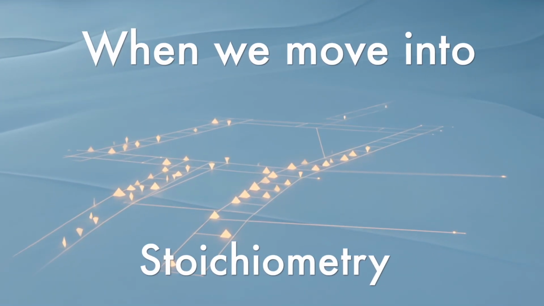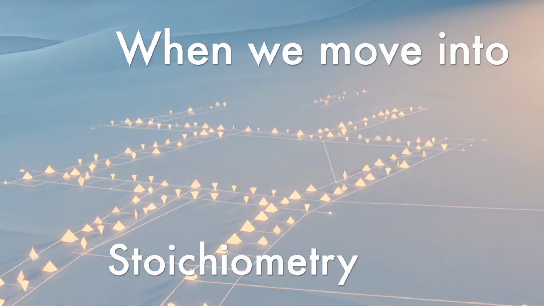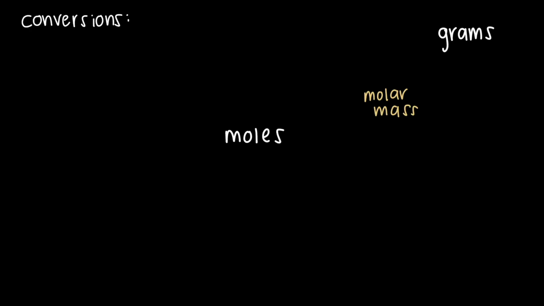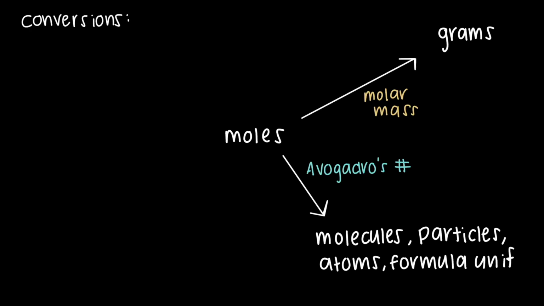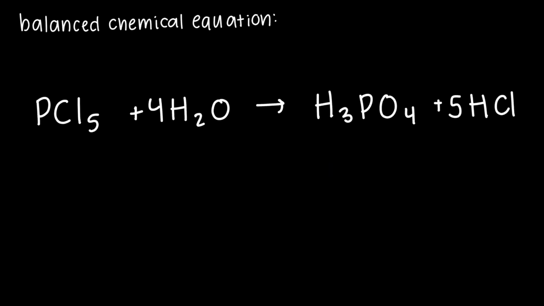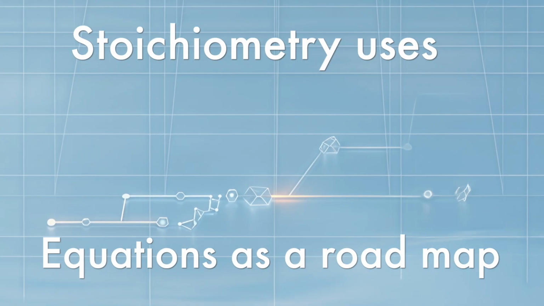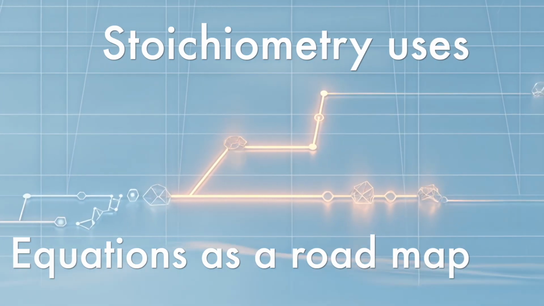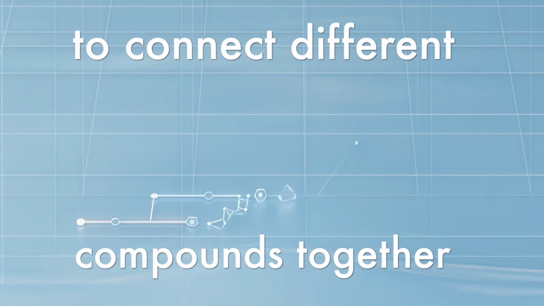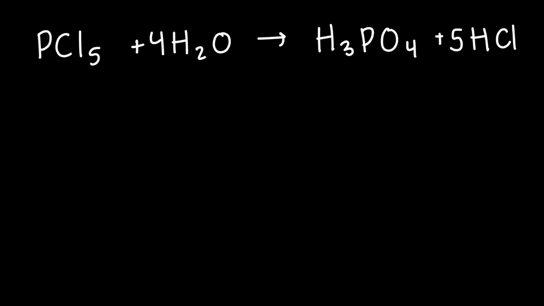When we move into stoichiometry, we are taking everything we know about moles, molar mass, Avogadro's number, and gas volume at STP, and applying it to balanced chemical equations. Stoichiometry is all about using those balanced equations as a roadmap to connect different compounds together. Just like with mole conversions, we are going to build unit maps.